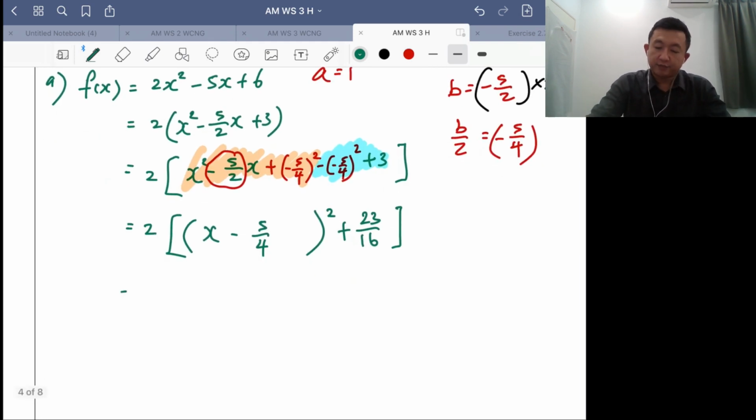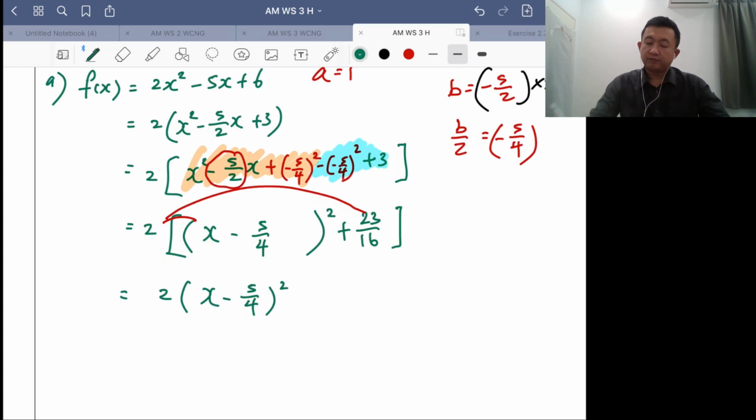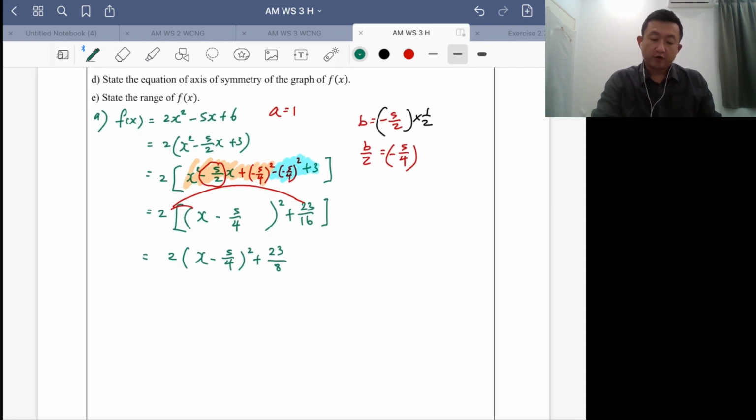It's not the end because you need to put the 2 in again. So once you put it in, you expand it again without the brackets, then you are done with completing the square. So 2 multiplied by 23 over 16, you have 23 over 8. Okay, this is your completing the square format.